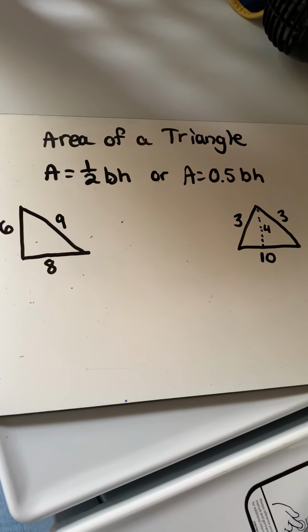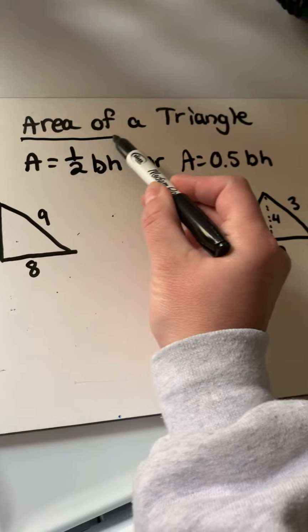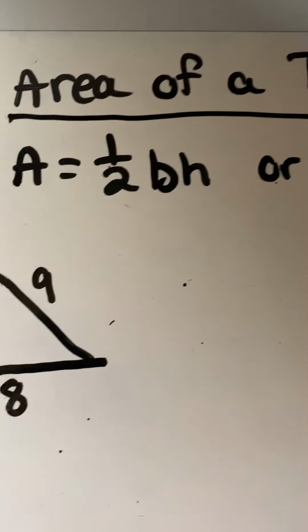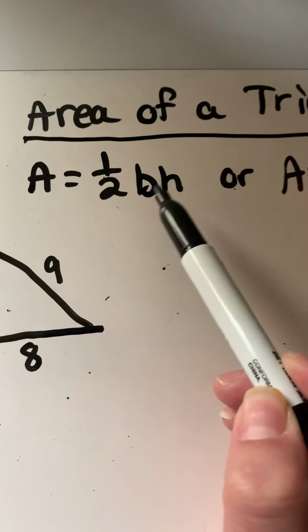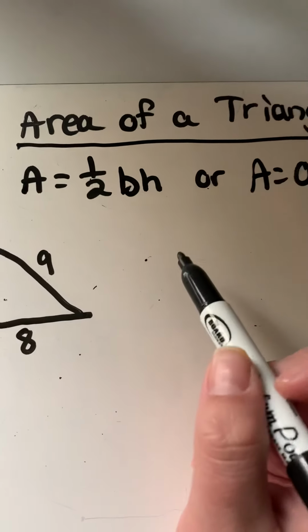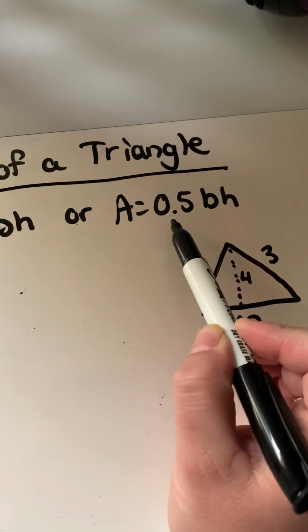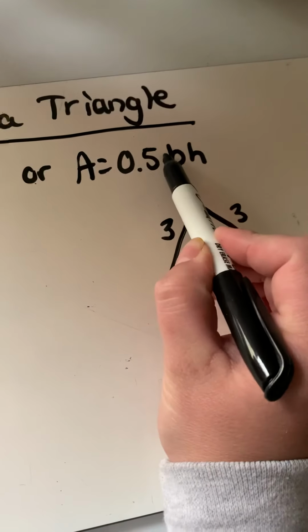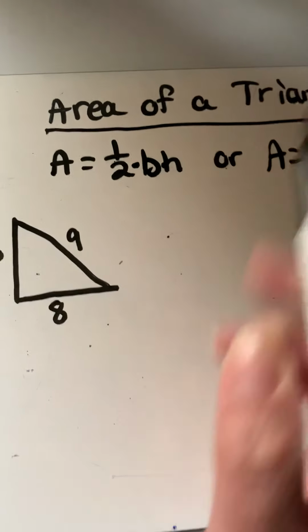Okay, today we are going to focus on finding the area of a triangle. Our formula for area is area equals half times base times height. Or if you're using a calculator and you don't have the fraction button, remember 0.5 is the same as half times base times height. I'll add the little dots in there to remind you it's multiplication.